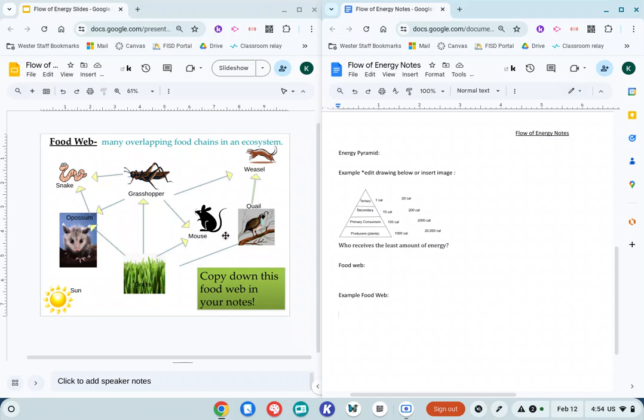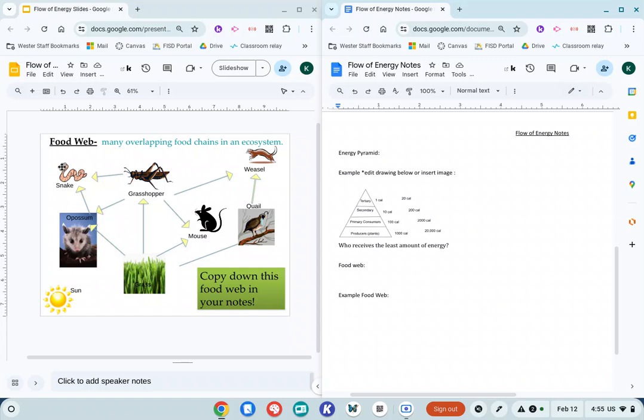Now, here's a question. If I were in person with y'all, I would ask you, how is it possible that the snake is a tertiary and a secondary consumer? So it depends on the food chain that we're looking at. If we look at grass to grasshopper to snake, that is 2 arrows, making snake a secondary consumer in that specific food chain. But snake could also technically be a tertiary if we go from grass to grasshopper to possum to snake. Right there, we had 1, 2, 3 arrows in between.